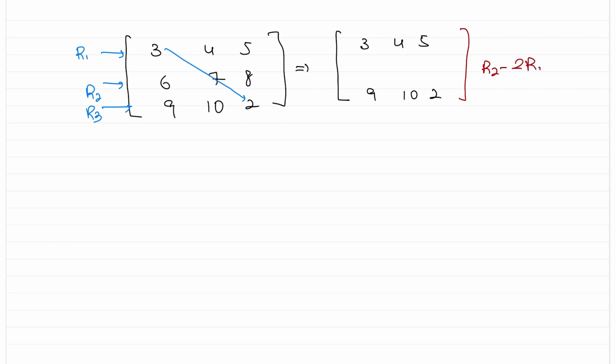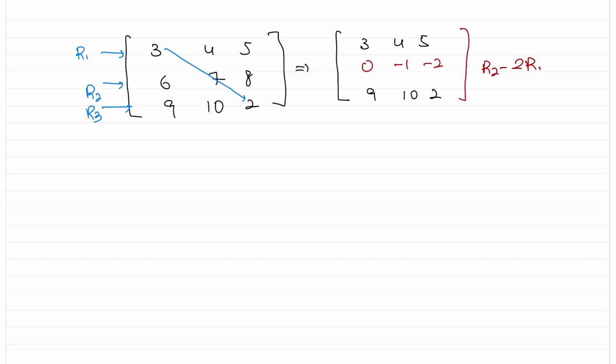That means it will be 0. R2 minus 2R1. 6 minus 2 into 3. That is 0. Here, 7 minus 2 into 4, that is 8. 7 minus 8 is minus 1. And 8 minus 2 into 5, that is 10, minus 2. This is the resultant. Now, next what I have to do?